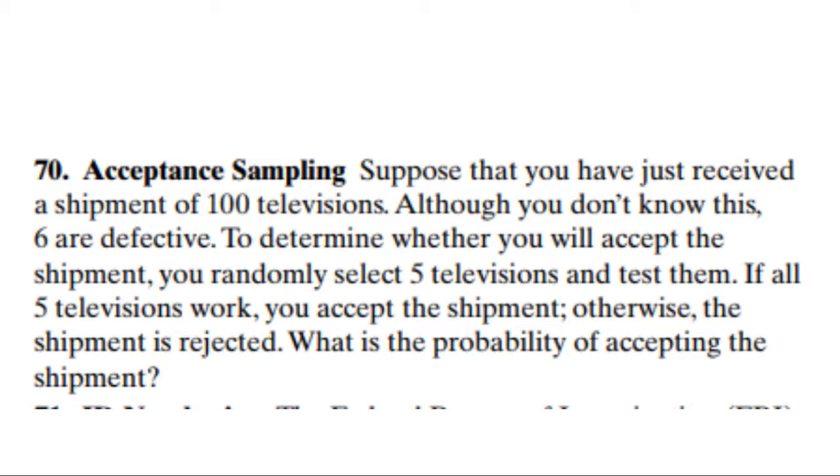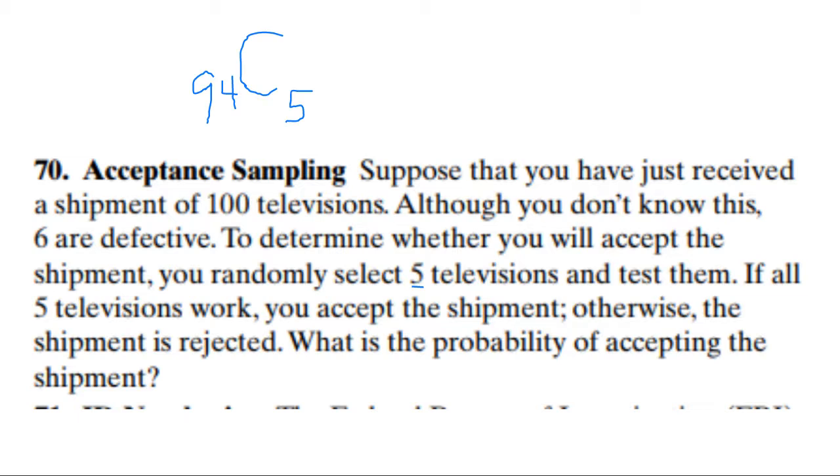Okay, well, the probability, how many of the TVs are good? There were 100 televisions and 6 are defective. So there are 94 good TVs. And you're choosing, so this is 94 choose, and you're choosing 5 of them down here. So there's 94 choose 5.